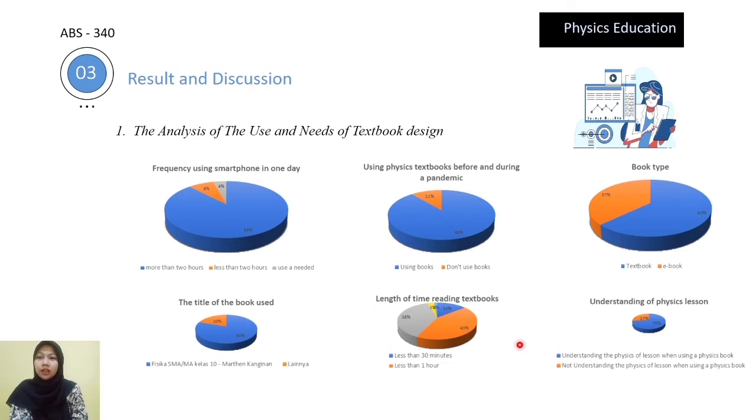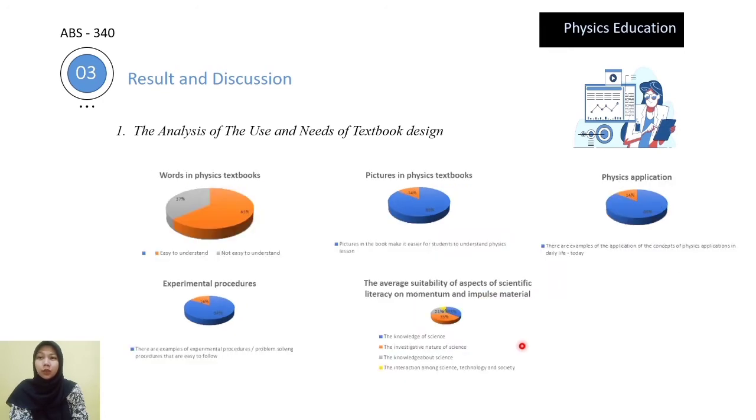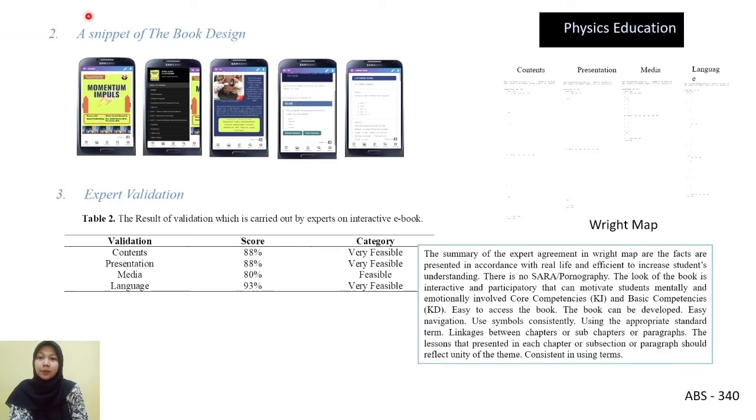And this is the other analysis of the use and needs of textbook design, like words in physics textbooks, pictures, physics applications, experimental procedures, and the average suitability of aspects of scientific literacy in momentum and impulse material, which is not balanced yet. And this is a snippet of the book design.